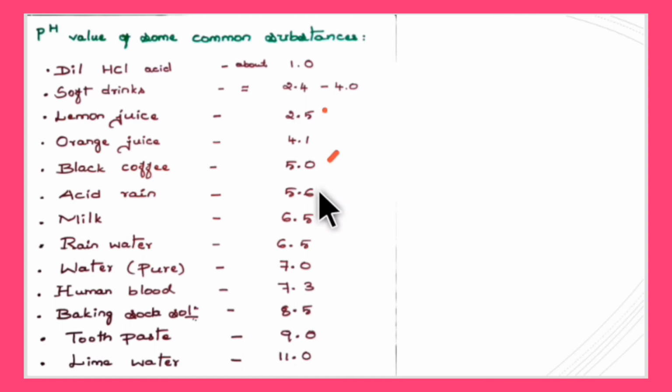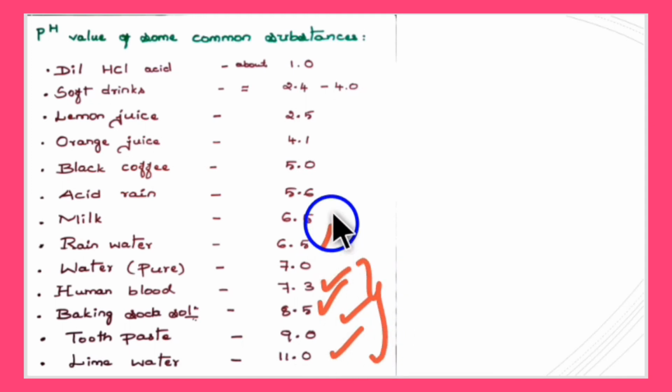Acid rain is about 5.6. Milk is 6.5. Rainwater is almost 6.5. For pure water, what is the pH value? It is 7. Then human blood is alkaline, basic in nature, 7.3, more than 7. Baking soda, a base, is 8.5. Toothpaste 9. Lime water 11. So these are the bases, and the earlier ones are all acids. These are the general pH values. Sometimes they may ask you to identify the pH value of lemon juice. It is an acid, so you can identify 2.5.